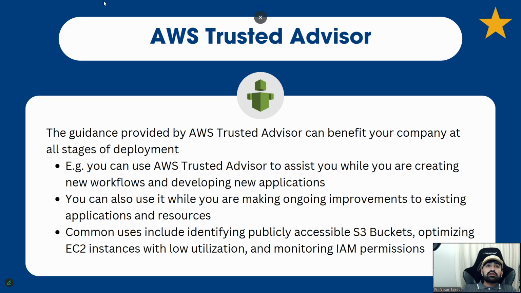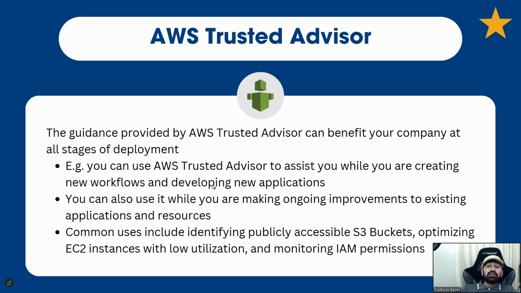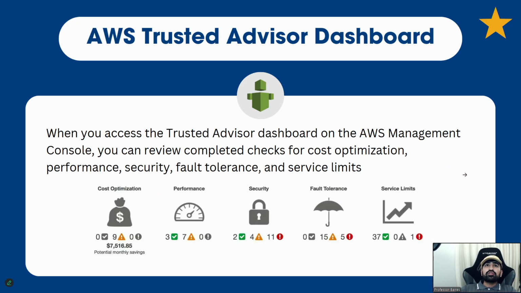So common uses for AWS Trusted Advisor can be for identifying publicly accessible S3 buckets. Hey, maybe this S3 bucket shouldn't be wide open, right? Go and check that out. That's not a best practice. Can help you optimize EC2 instances with low utilization. You know, you're paying for this instance. You're not using that much resources, right? That CPU percentage, for example. Maybe there's a better way so that you can save money. And then, of course, it can also help you monitor your IAM permissions.